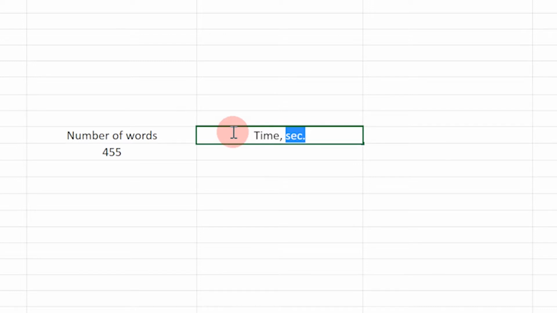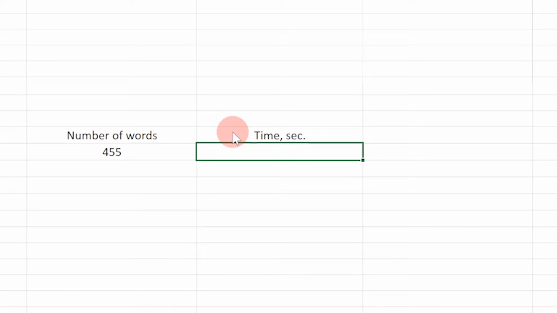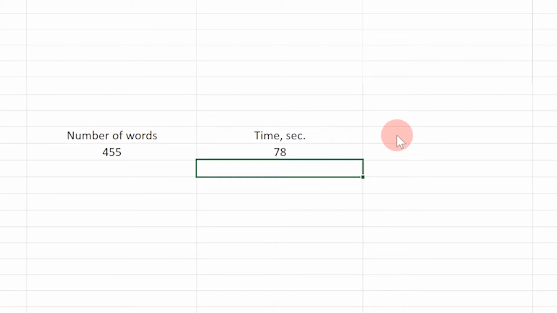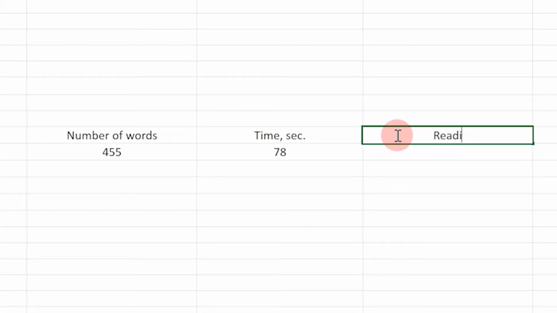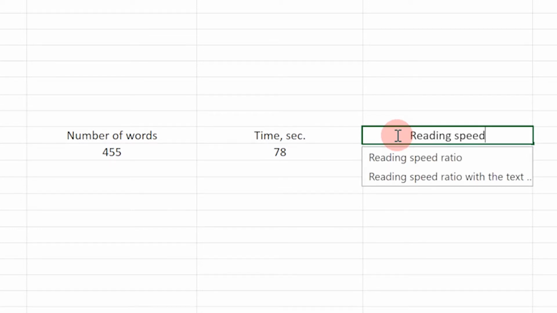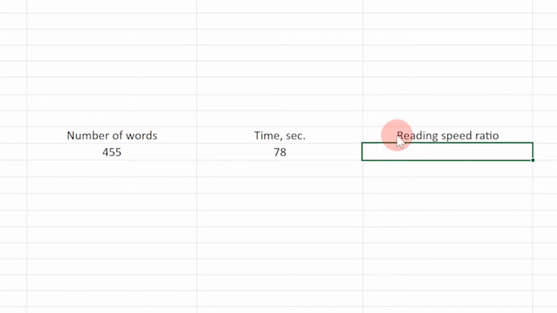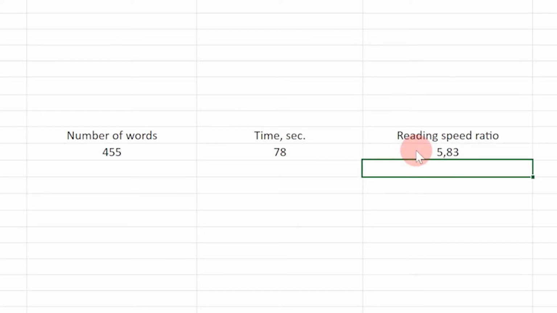Previously, we measured the time in seconds. So now I'm writing it in the second column. For example, it was 78 seconds. Anybody could have 60 or 98 seconds. The result may be absolutely different. Please indicate your own personal result here. Next thing I want to go to is the reading speed ratio. I am dividing 455 by 78 and get my ratio 5.83.